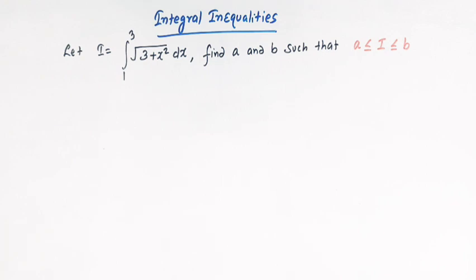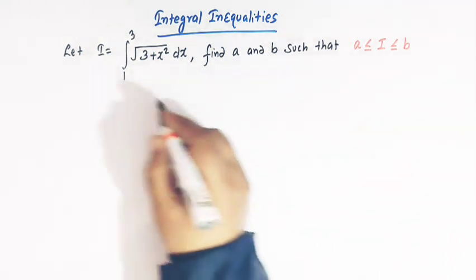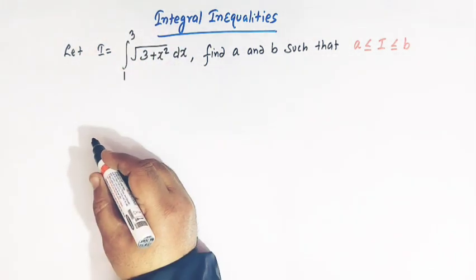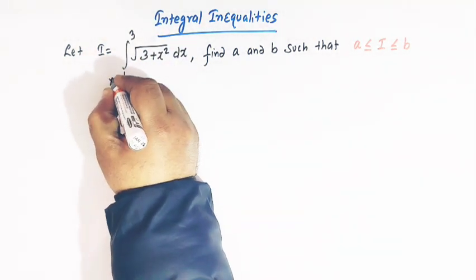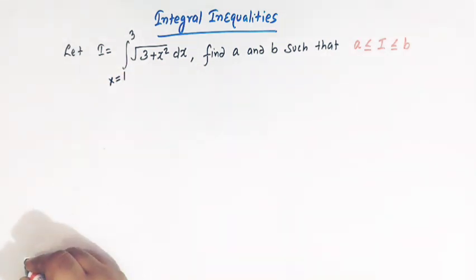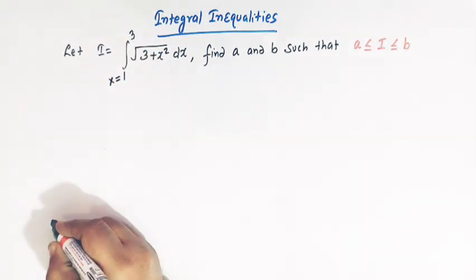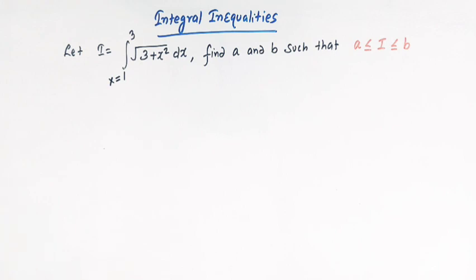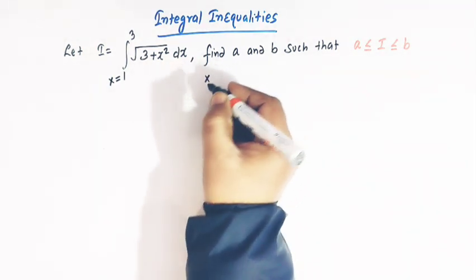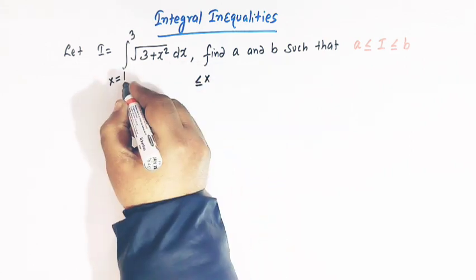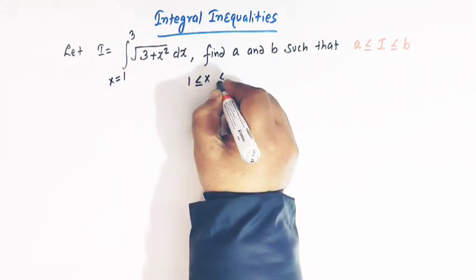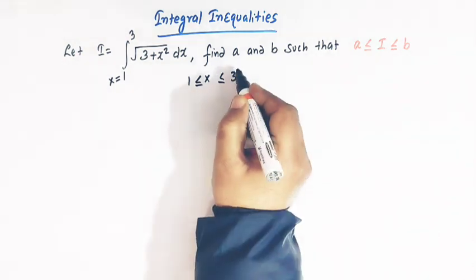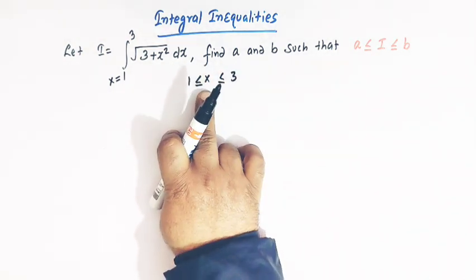So in this problem, what we have to do is estimate the value of this integral, right? Now see here, the limits vary from x is equal to 1 to x is equal to 3. So we'll start with the upper limit and the lower limit, right? So here we'll form this inequality, that is x lies between 1 and 3. So the starting point is this inequality.